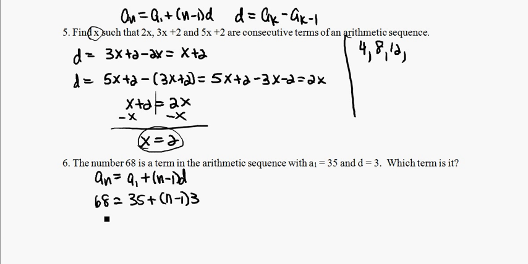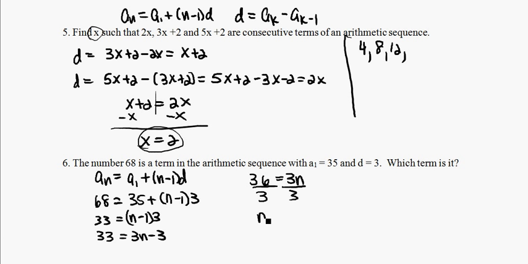So we just solve for n and we'll figure out what term number it is. So subtracting 35 from both sides gives me 33 equals n minus 1 times 3. We'll distribute this 3, so we get 33 equals 3n minus 3. Add 3 to both sides, you get 36 equals 3n. Divide by 3, you get n equals 12.